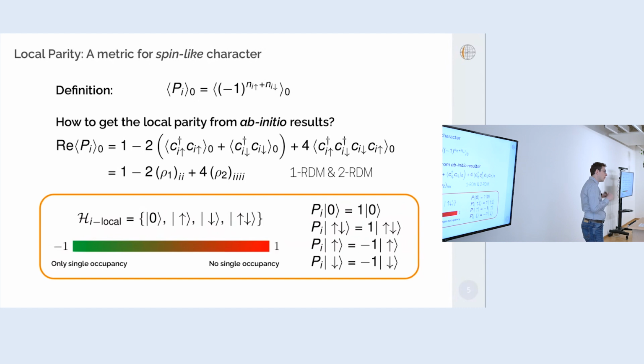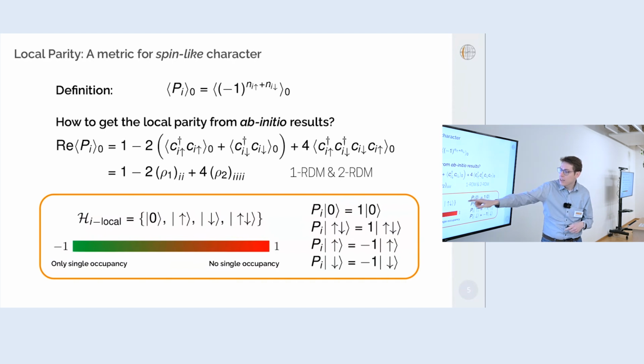Still kind of the ground state from this ab initio method, but that is good enough to get a feeling for what the spin degrees of freedom are. Because why is the local parity such a nice metric to determine whether we're dealing with spin degrees of freedom?